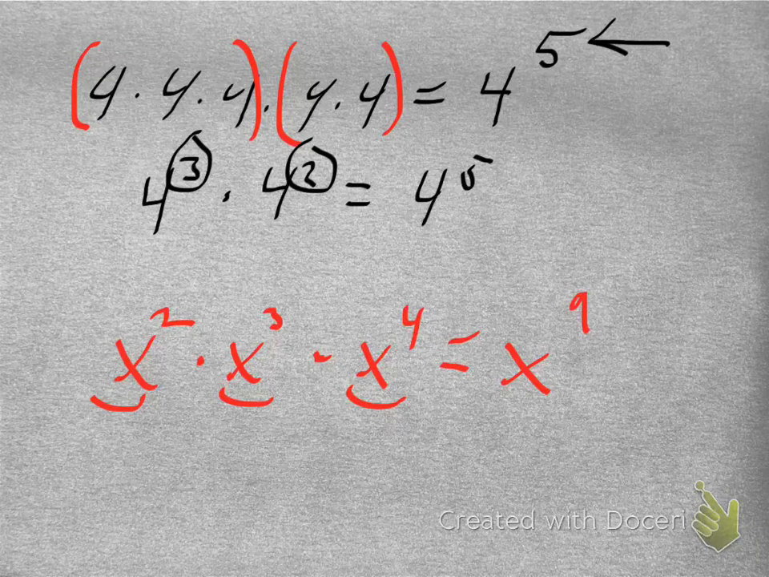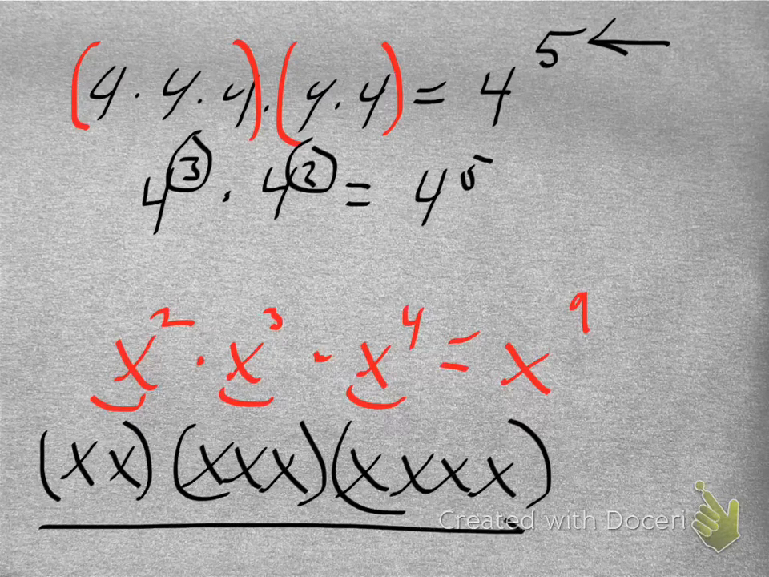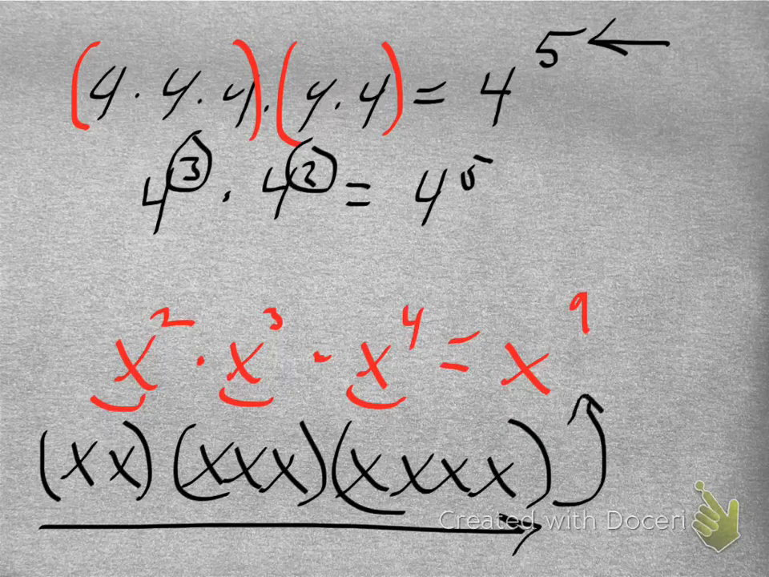In fact, if I write it out, I can actually see it. This is x times x. This is x times x times x. And this is x times x times x times x. So if I wrote them out, that's pretty much what I have. Count how many x's that is, and you'll see it's x to the 9th. So that's the idea. That's what we're going to do when we're multiplying things with exponents together.